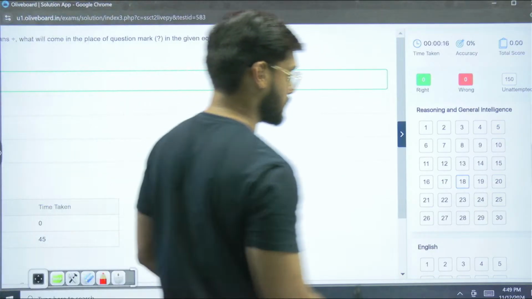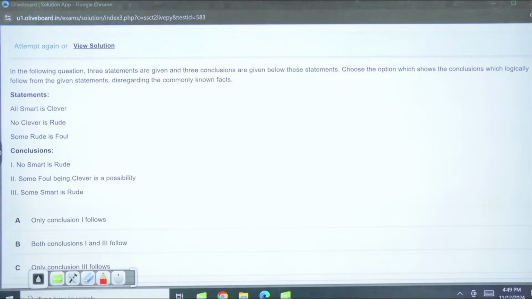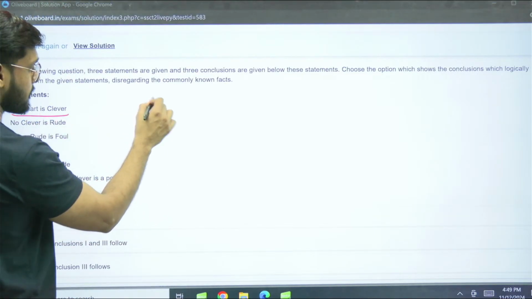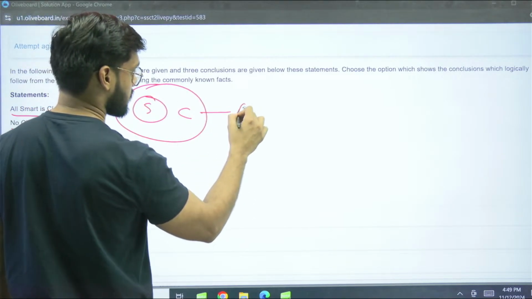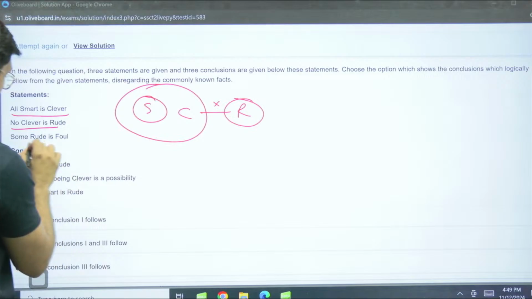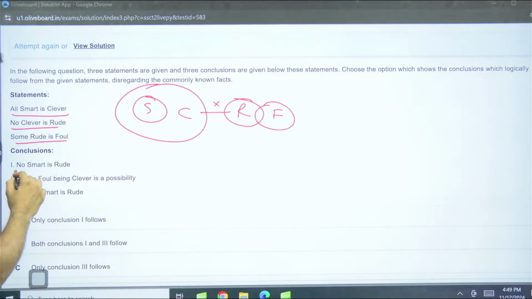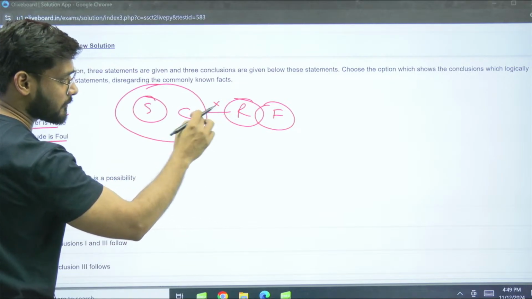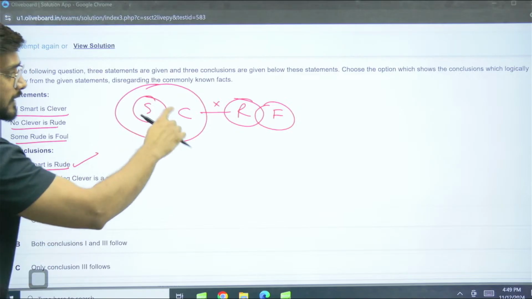Next, 19th. 19th question is again from the syllogism. All smart is clever. No clever is rude. Some rude is foul. Conclusion: No smart is rude. If the element is restricted from the outer one, it will be restricted from the inner one. So the first one is true, that no smart is rude.